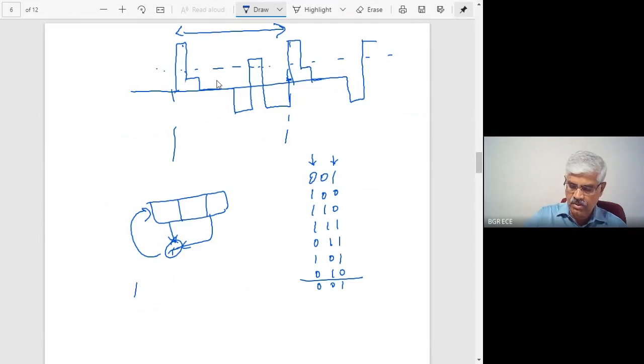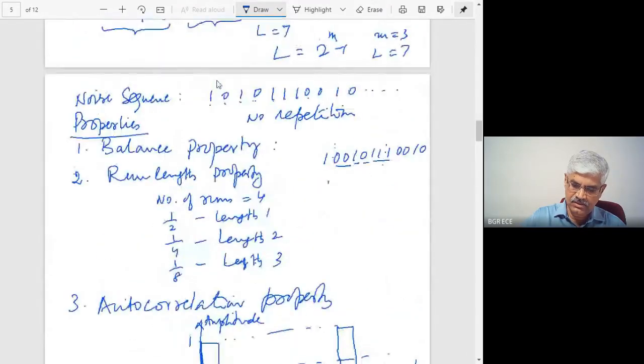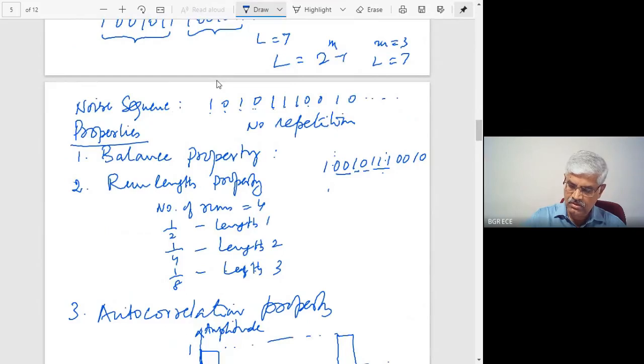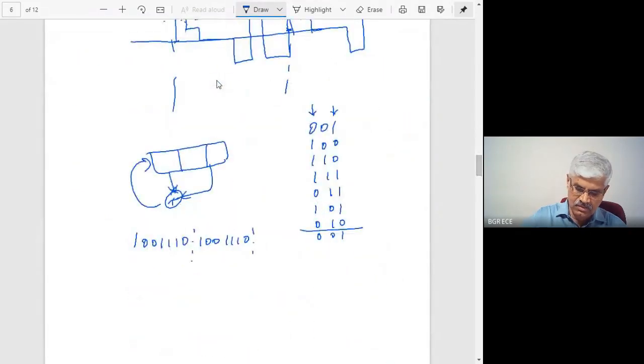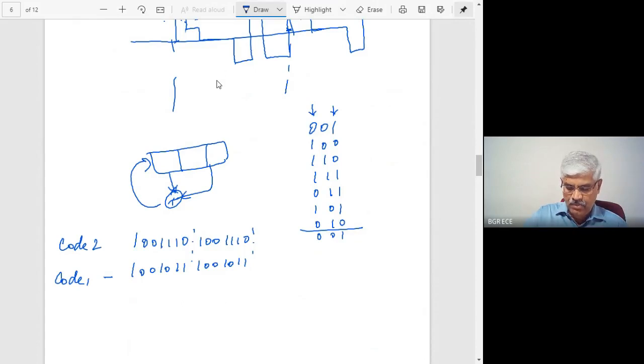Okay? Output, if I take 1, 0, 0, 1, 1, 1, 0. Again 1, 0, 0, 1, 1, 1, 0, like that. Whereas the previous one was, you see, 1, 0, 0, 1, 0, 1, 1. Like this. This is one type of bit pattern. This is another. So this is code 1, and this is code 2, let us say. This is also repeating every 7.